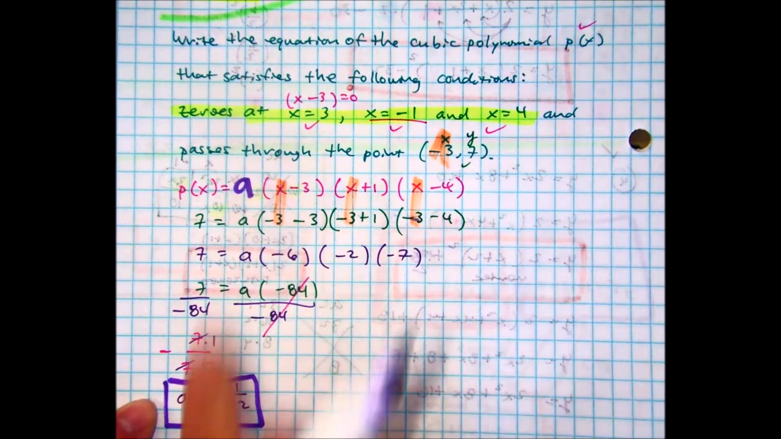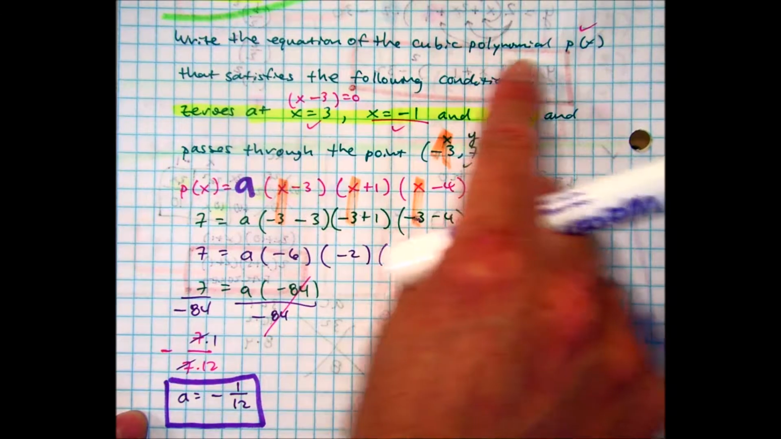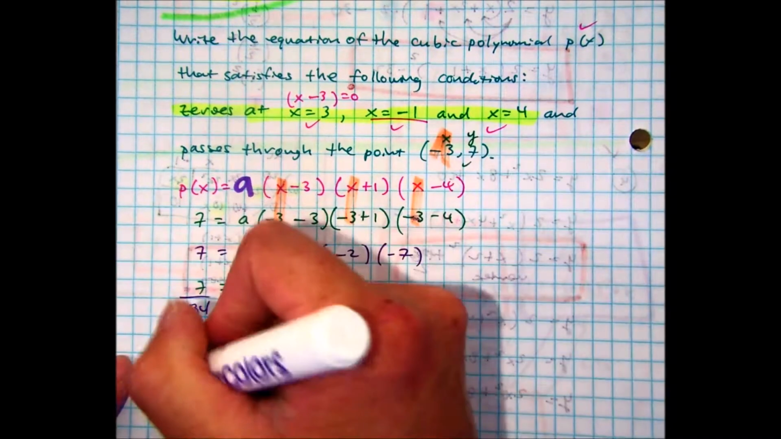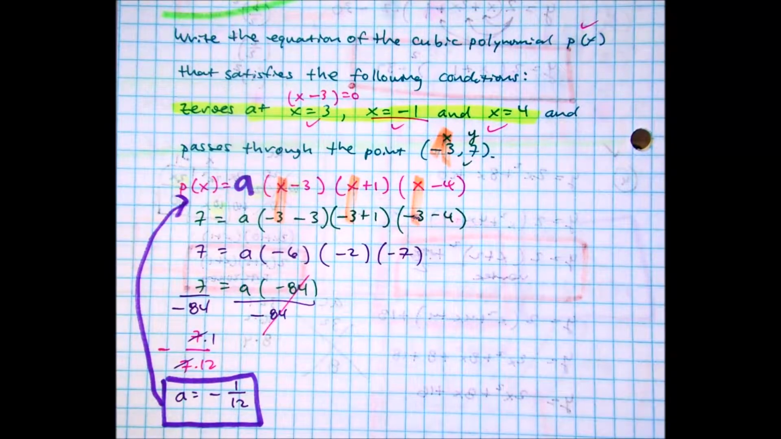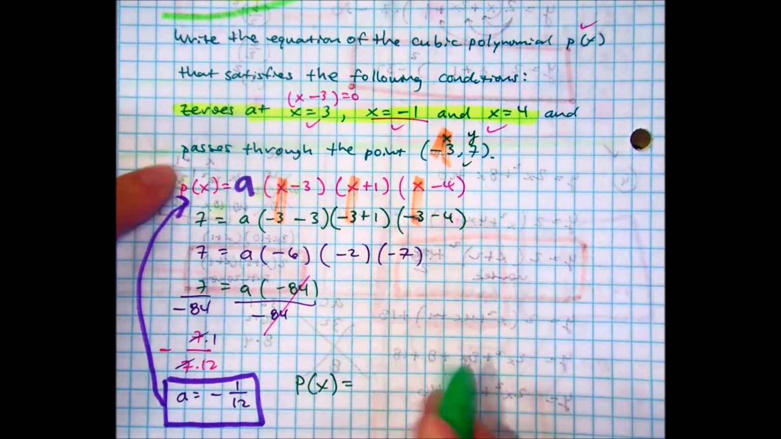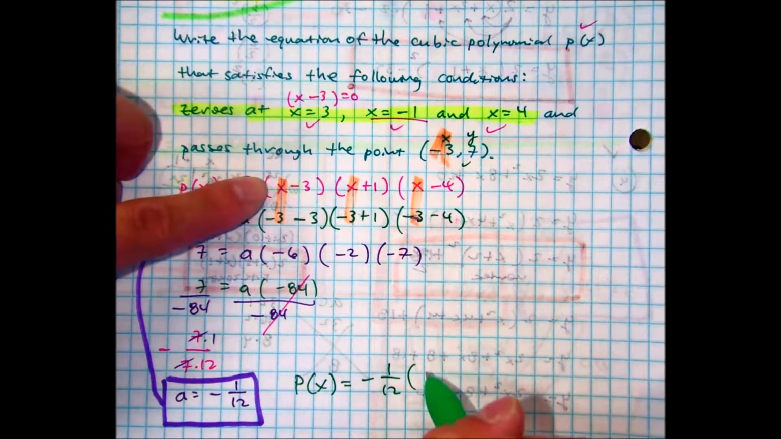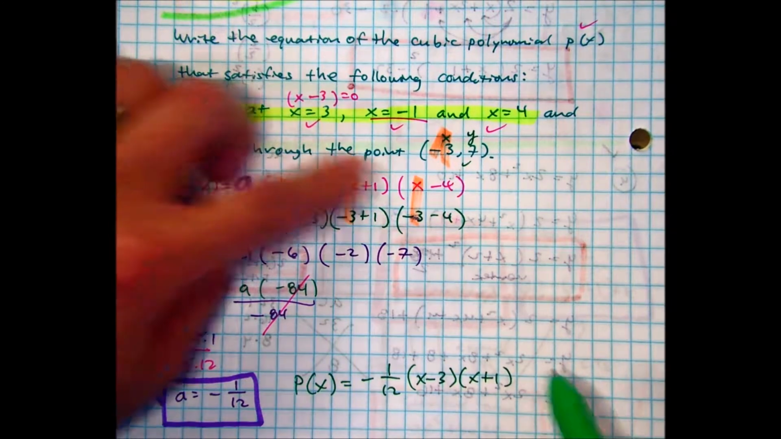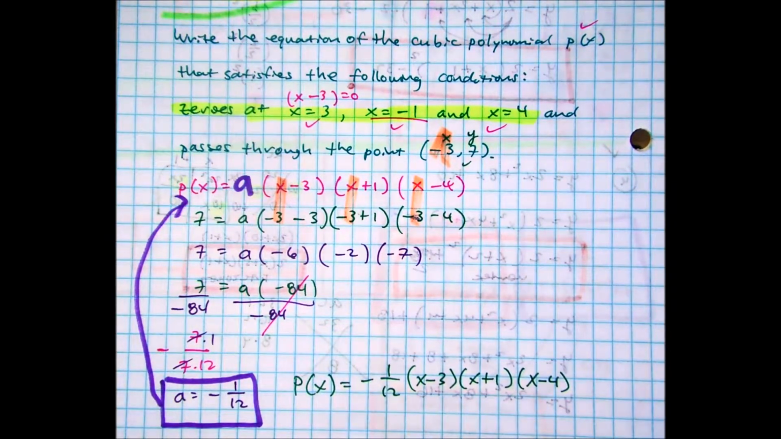And if you think about it, all I have to do to write my equation of the cubic polynomial, so it doesn't tell me factored or standard. Okay, so I can just take this a value, put it back up into that equation, and then I'm done. So I'm going to write p of x equals, my a value now is -1/12, x minus 3, x plus 1, x minus 4. And this is my answer.